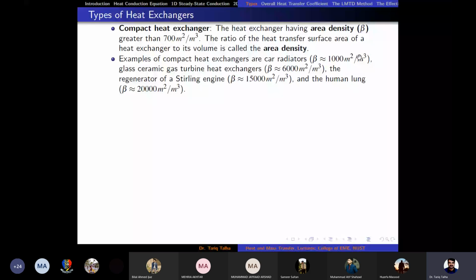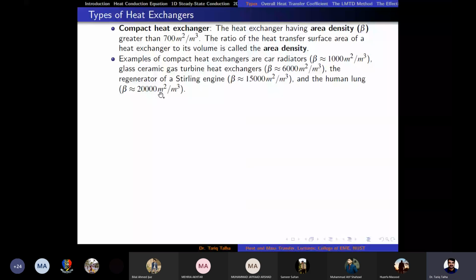Glass ceramic gas turbine heat exchangers, which are of 600 meter square per meter cube. Then the regenerator we have got 15,000, and then you would be surprised that human lung is also a heat exchanger, and this is the best heat exchanger in terms of surface area to volume ratio. So it means that surface area, because we have got bronchioles, very minute tubes, numerous tubes. So for that, the area density is 20,000 meter square per meter cube.